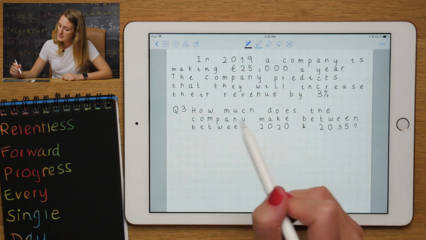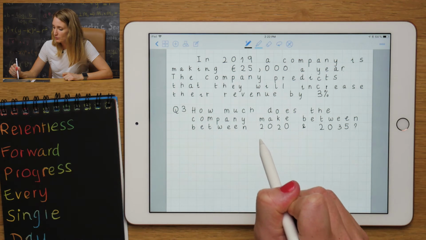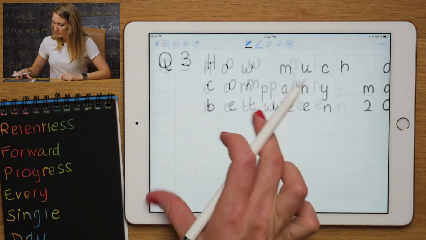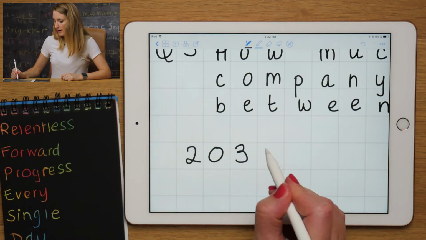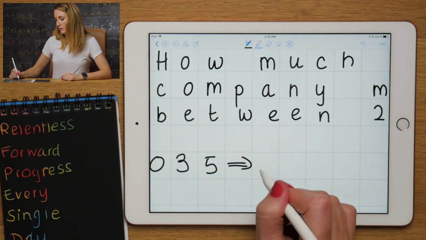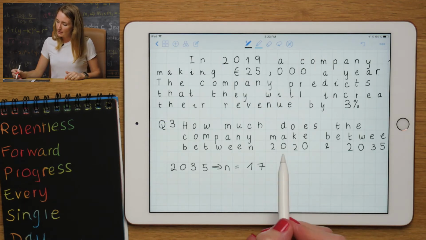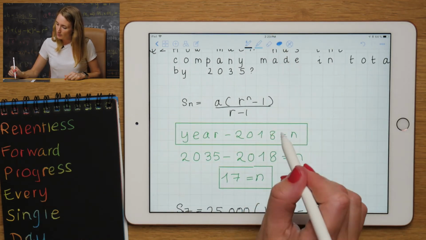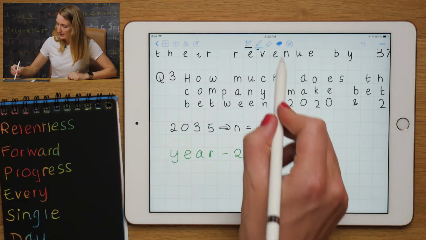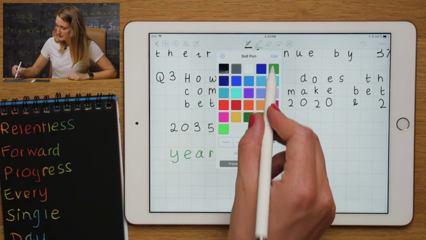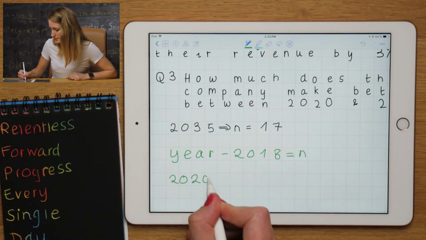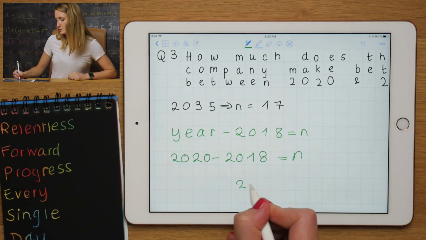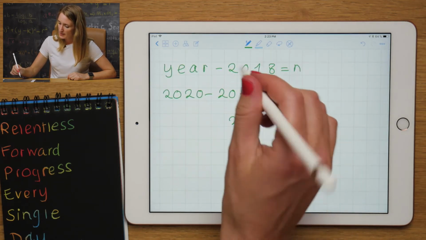In question 3, we're asked how much money does the company make between 2020 and 2035. Now, we know from the previous question that 2035 relates to the n is 17, or the 17th year. So we need to calculate the n that corresponds with 2020. So again, we're using our n formula here. And now instead of the year, we're going to have 2020. So 2020 minus 2018 is n. So n is 2.